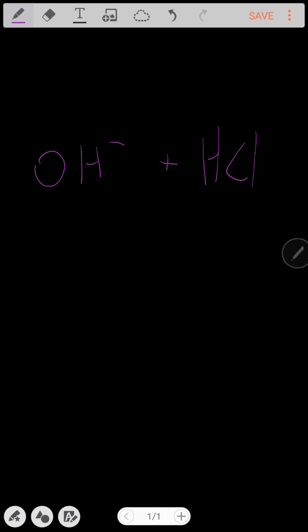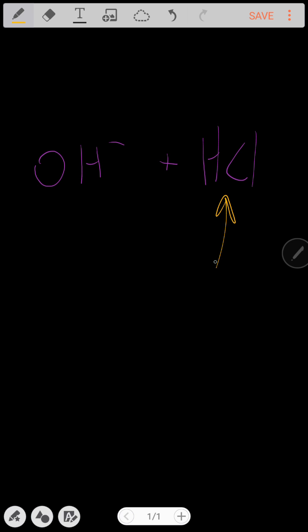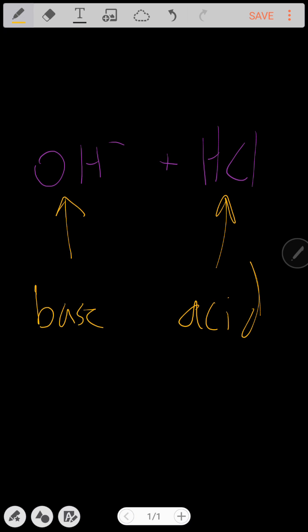Out of these two, my proton donor was this guy. So according to the Bronsted-Lowry definition, this was my acid. And also according to that definition, this is a proton acceptor, which means it is a base. Okay?